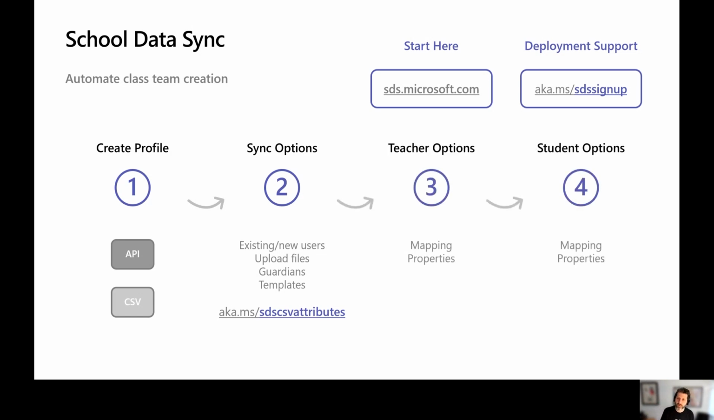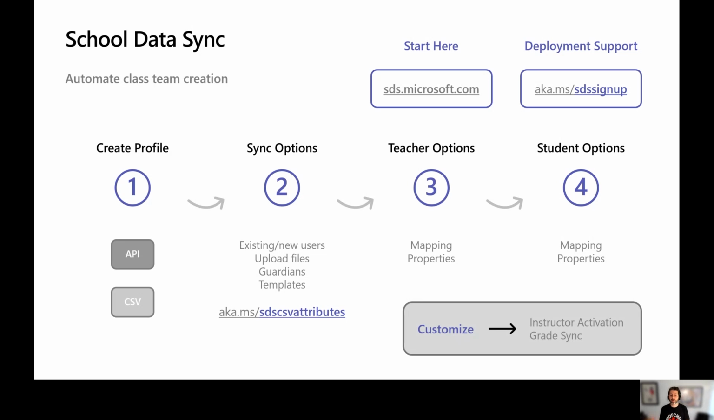And then the third and fourth step are similar, but one is for students and another one for teachers. You're going to map properties, and I'm going to make it really fast for demo purposes here. You can also customize. If I'm using SDS, teachers will have to activate their classes, so they have additional control before students jump in. They will be able to customize, and even if they don't want to customize, students will not be able to join until they click on activate. And you can also synchronize grades using Grade Sync.